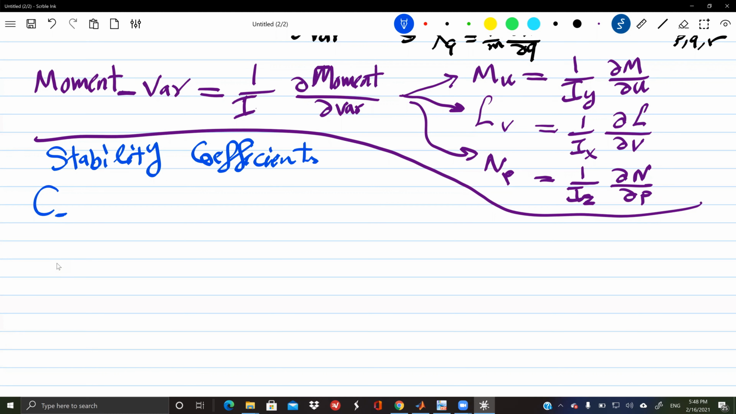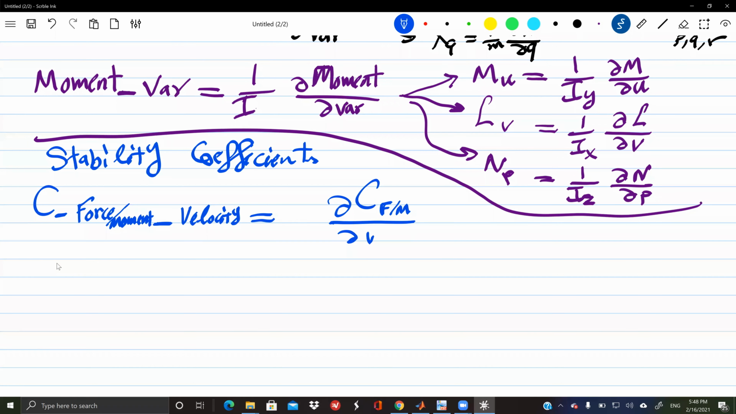So if I have C, force or moment, underscore some linear velocity, like U, V, W. This is defined as partial C, the force or the moment, partial the velocity, and you can see it here clearly.